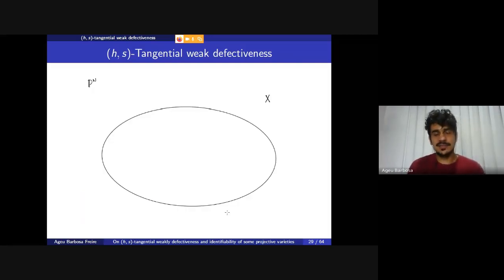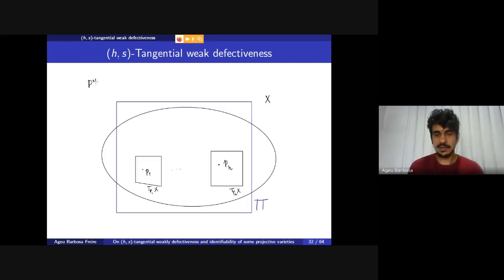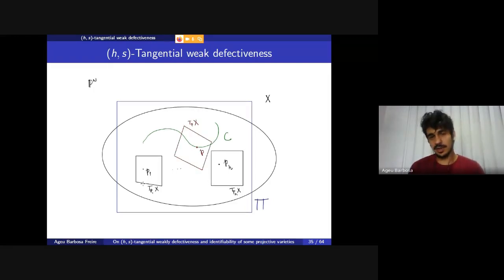Let me just give you a picture. Again, I consider h general points in X, and we are taking pi to be an s-dimensional linear subspace of Pn, such that it contains the tangent space of X at each one of these points. Then, saying that the variety X is hs tangentially weakly defective implies that there exists a subvariety C in X, for which, when you consider a point on C, the tangent space of X at this point is also contained in the linear subspace pi. Okay.